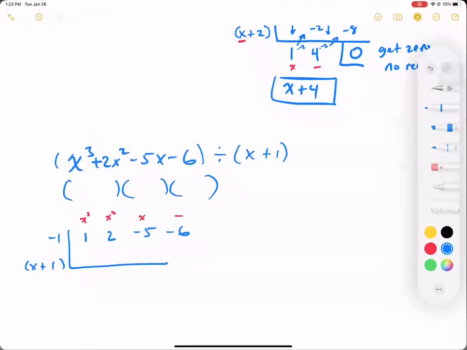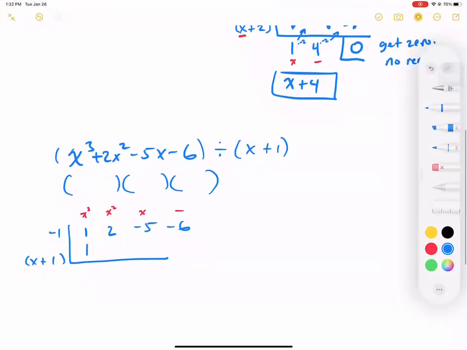All right, first one's on me. And really, this is it for synthetic division. Let's go ahead and start it. Start the machine. Crank it out. First one's free on me. We always bring the first one down because there's nothing to add. We always add down and there's nothing to add.